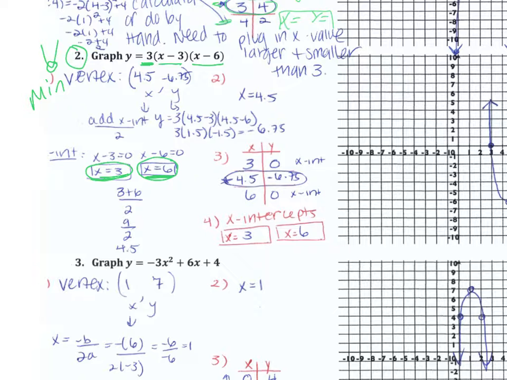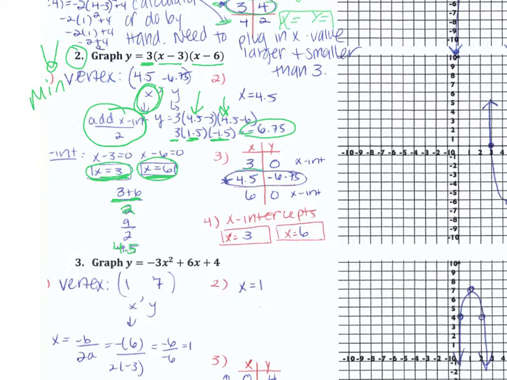Then we find our vertex. To find the x coordinate of our vertex, we add the intercepts and divide by 2. So 3 plus 6 divided by 2 will get us 4.5. You can leave it in decimal form. Then we plug 4.5 in wherever we see x. We simplify to find y. So it's 3 times 1.5 times -1.5, which is -6.75.